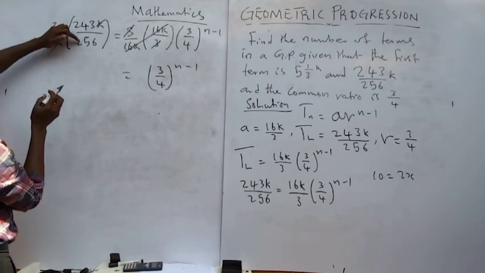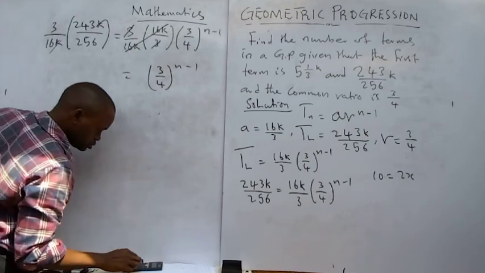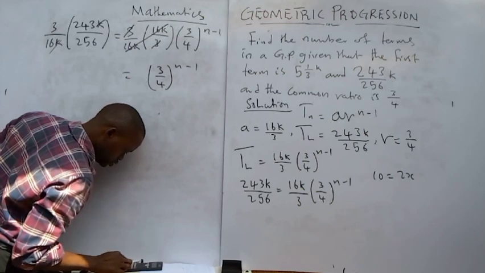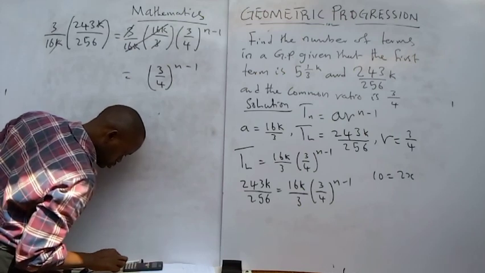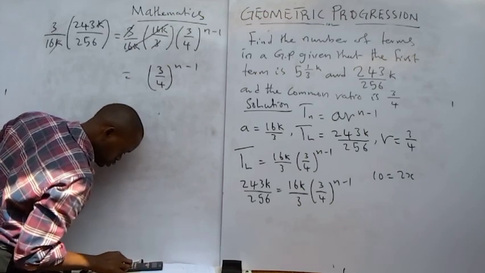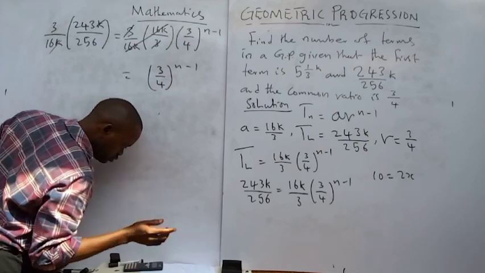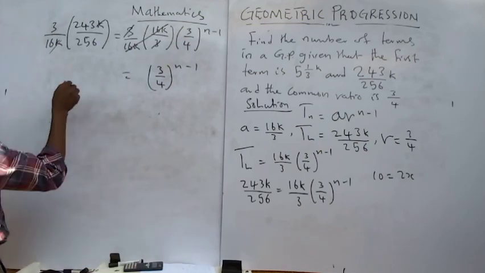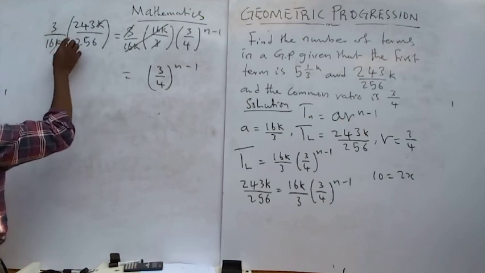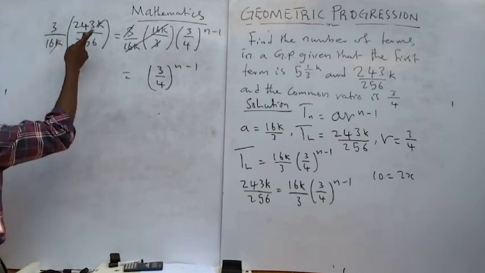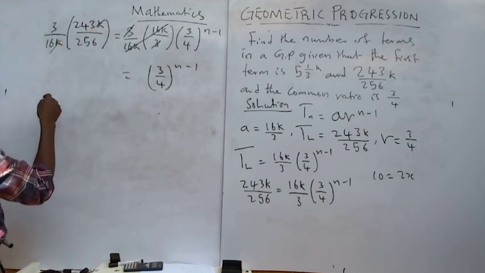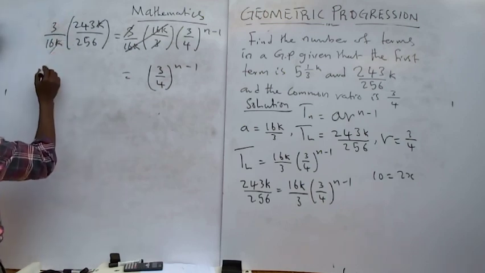Can 3 divide 256? You can just check that: 256 divided by 3. It gave me a decimal value. I'm not going to work with it. 16, can 16 divide 243? No. This is in powers of 3. And this is 3. So let me bring something down.